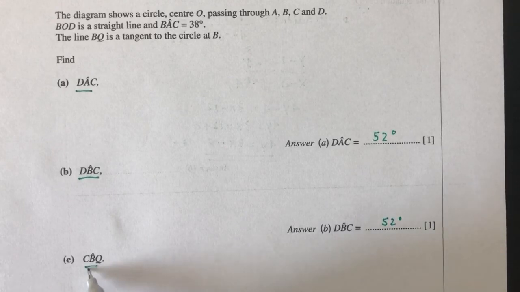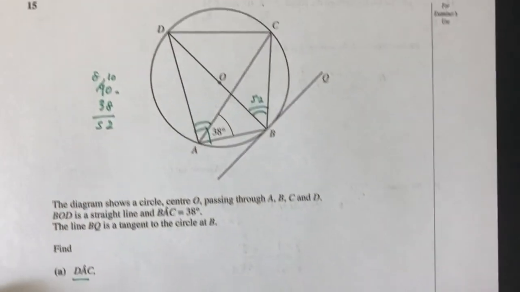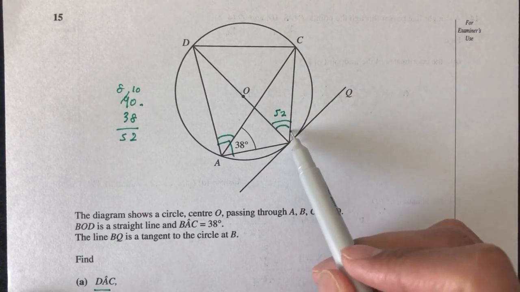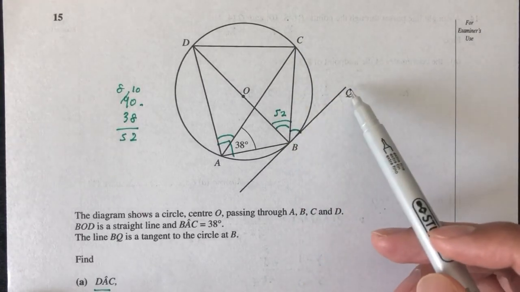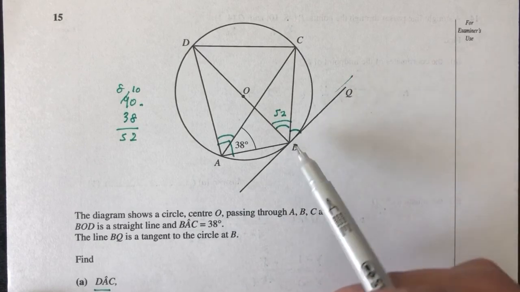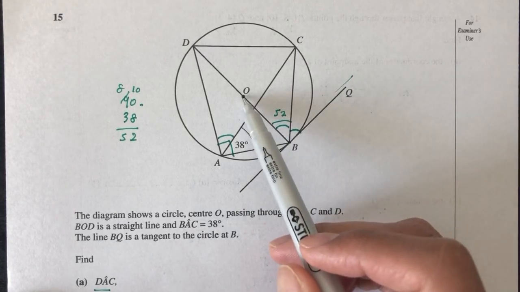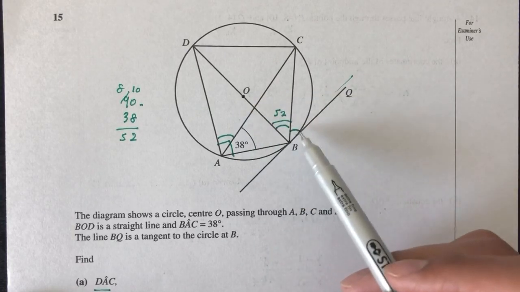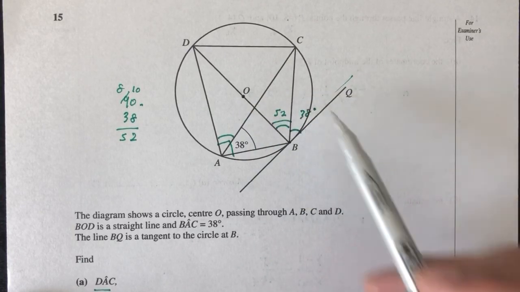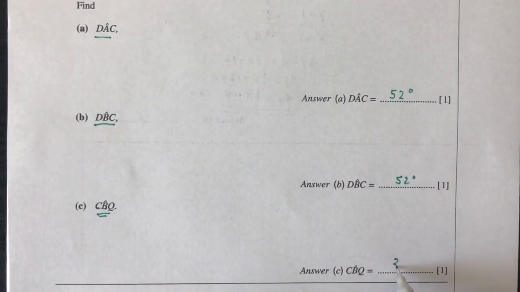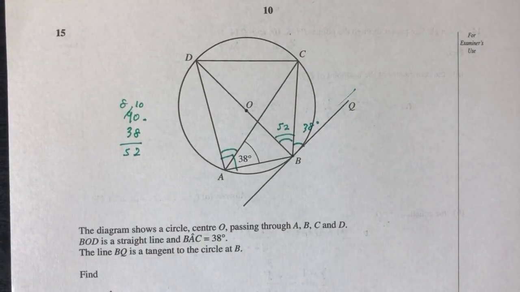And the last one is find the angle CBQ. C is here, B is here, Q is here. So this is a tangent to the circle, and we know that at the tangent, if it goes to the center, this will be 90, which means this is 38. So that will be your answer for part C, 38 degrees. And that is question number 15.